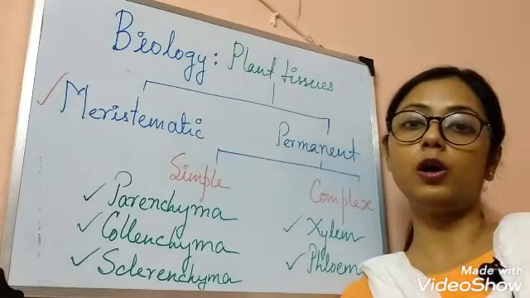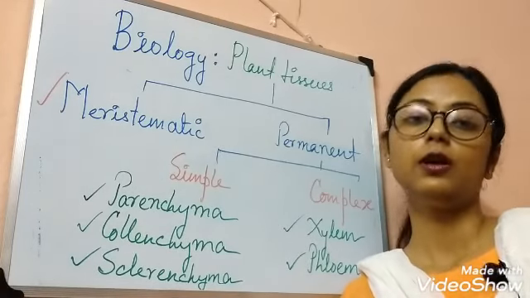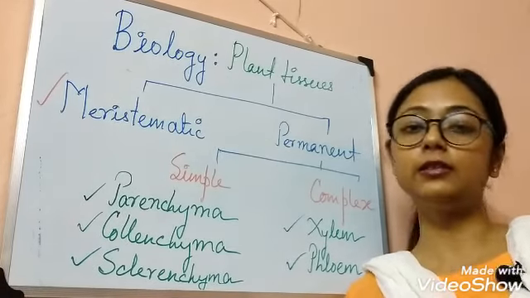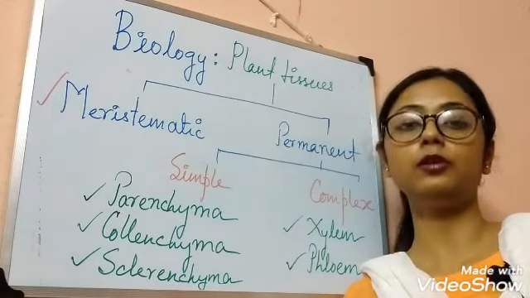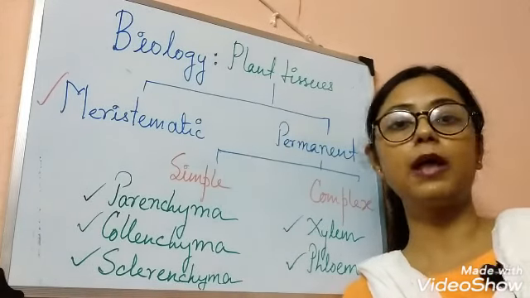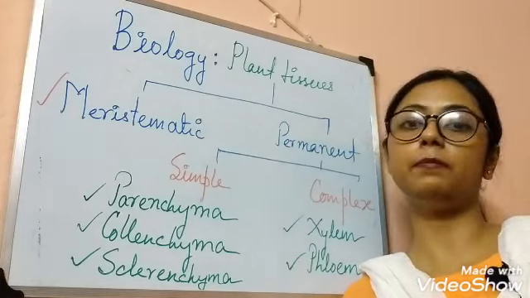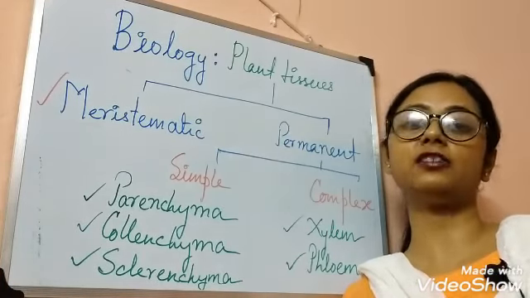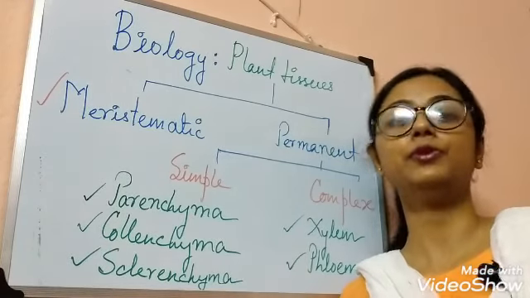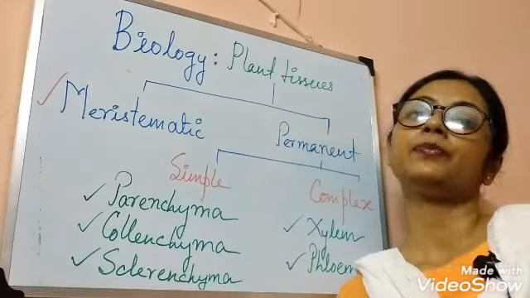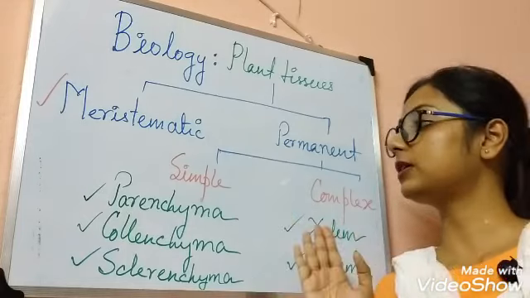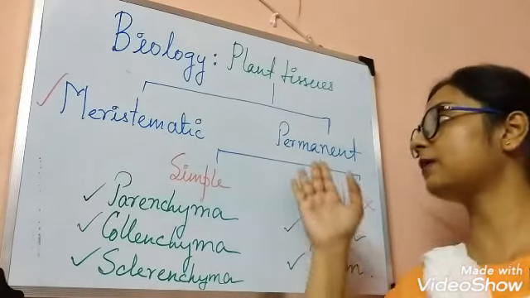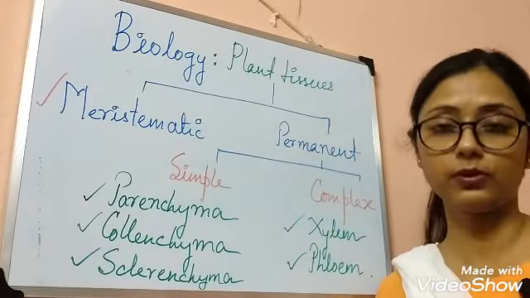Meristematic tissues are called the growing tissues of the plant body and are present in the tip region and growing regions of the plant body, like the tip region, bases of the leaves, the internodal regions, the lateral portions, etc. So now, in this class, we will talk about the other part, the permanent plant tissue.